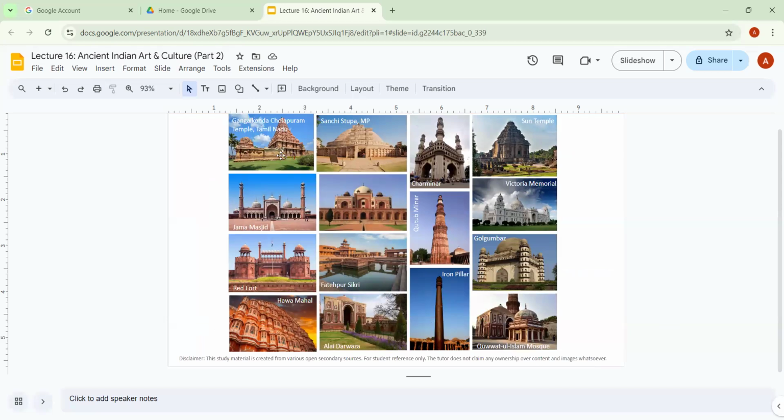Gangaikonda Cholapuram Temple in Tamil Nadu, Jama Masjid, Red Fort, Hawa Mahal located in Jaipur, Sanchi Stupa, Fatehpur Sikri, Alai Darwaza, Char Minar, Qutub Minar, the Iron Pillar, the Sun Temple, Victoria Memorial, located in Kolkata, Gol Gumbaz, Quwat ul Islam Mosque are very prominently known monuments developed during the medieval era.